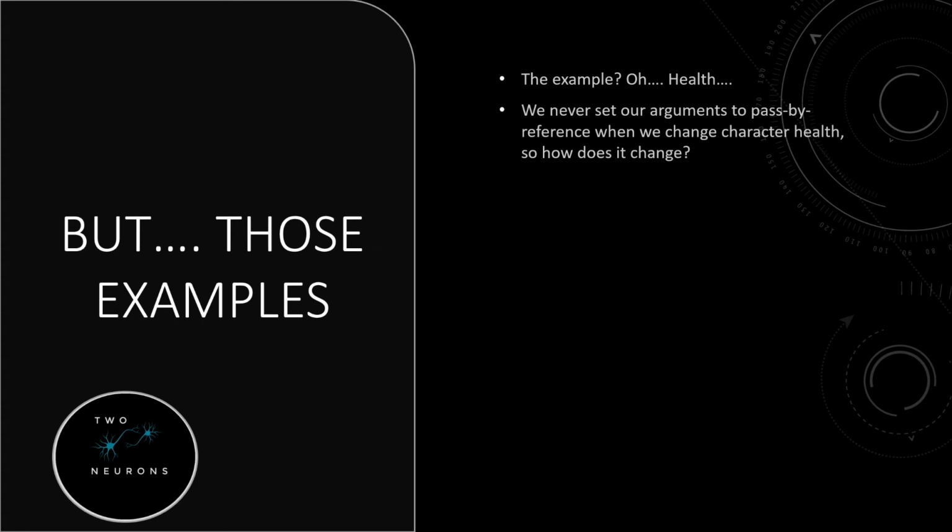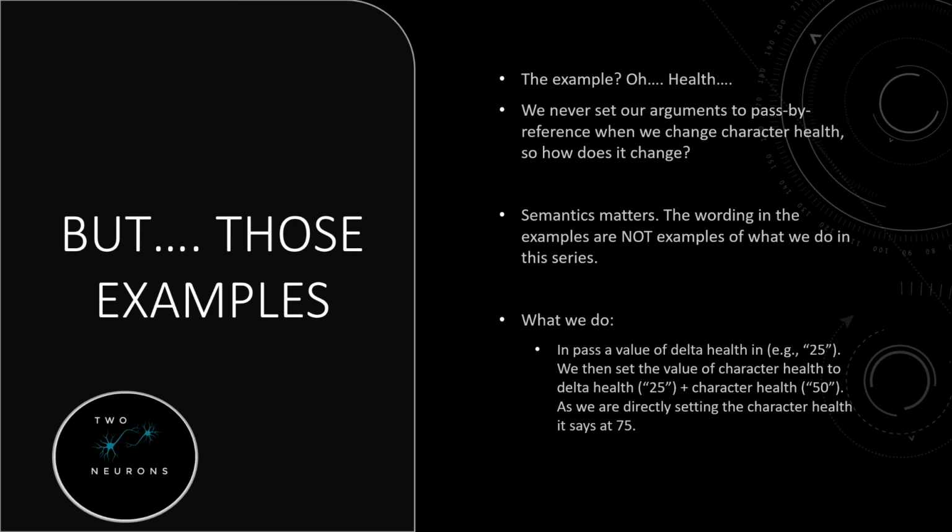Well, that's kind of where semantics really matter. The wording in the examples are not examples of what we do in this series. What we do in this series is we pass in a value, so it is passed by value, of delta health. We only want delta, remember change, health to be its value while we're using it. So we only care about it in a local scope. So we pass in a value of, say, 25.